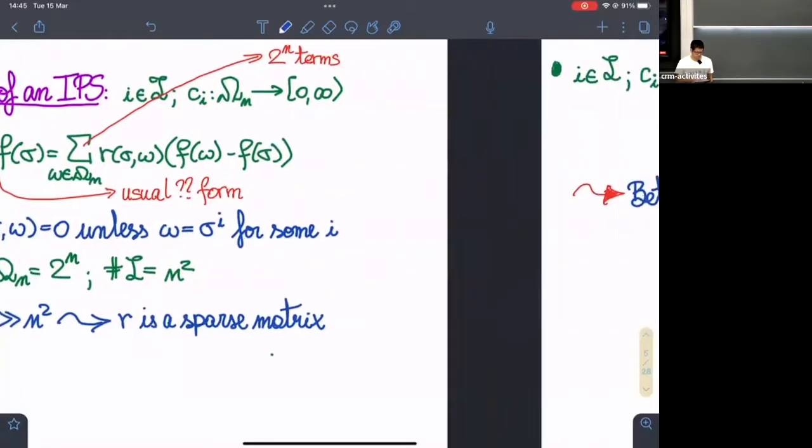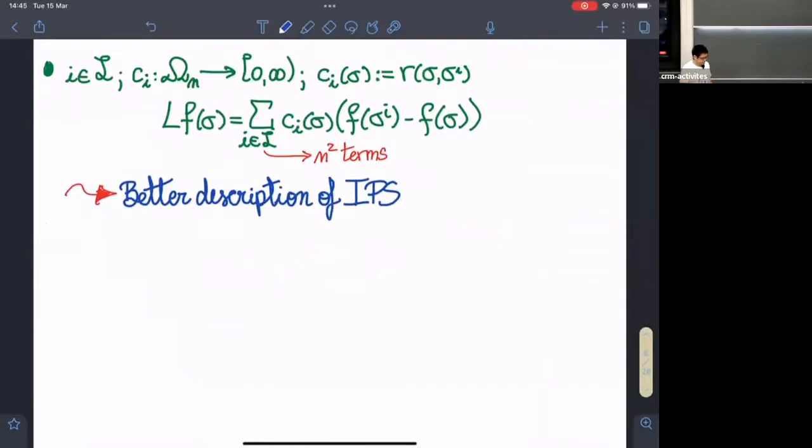That's why, to describe an interacting particle system, we do something different. We write a function c_i. Remember that these i's are the indices allowed in my index set. So it could be a point x, or it could be two points x and y. And these c_i are positive functions satisfying this relation: c_i(sigma) is just r(sigma, sigma^i).